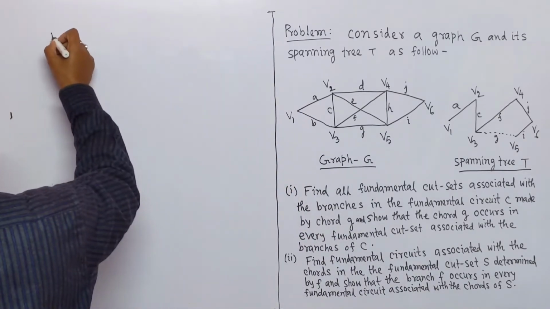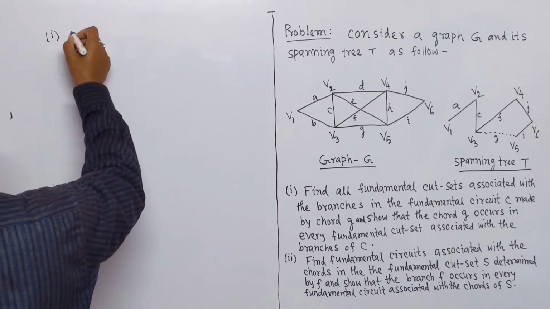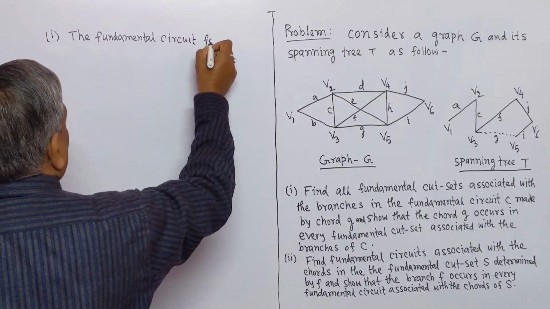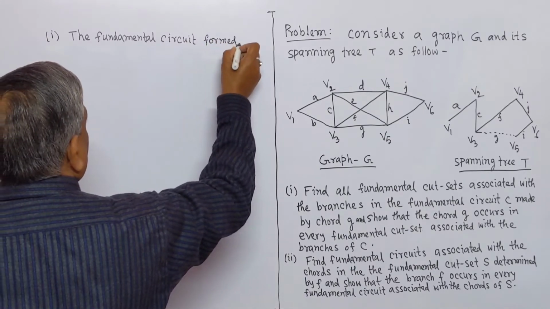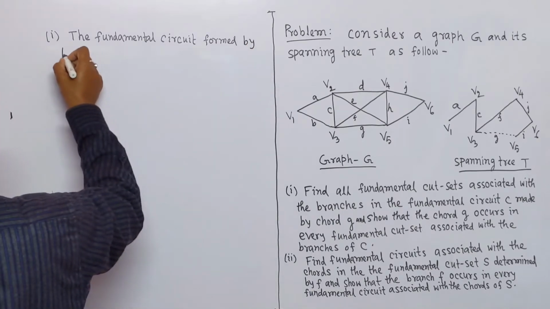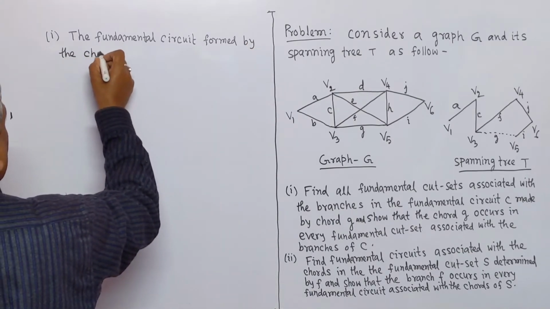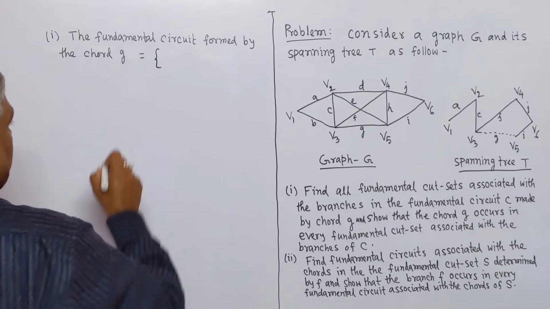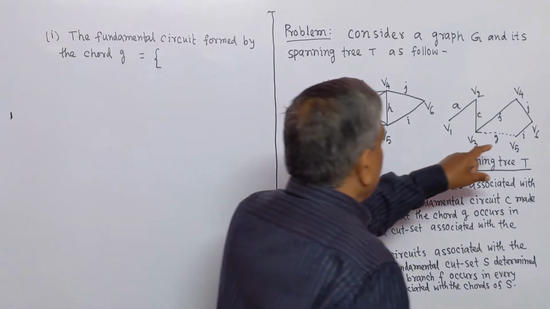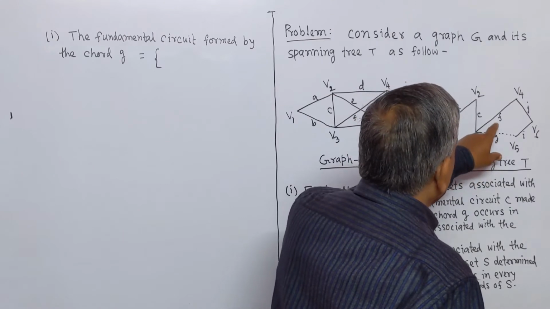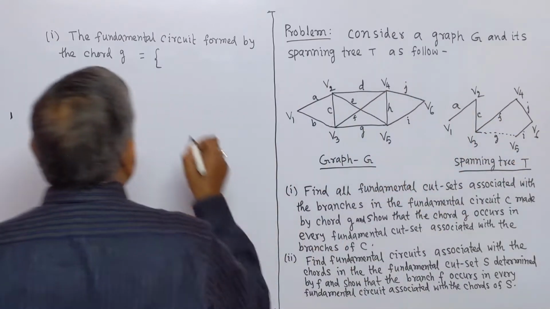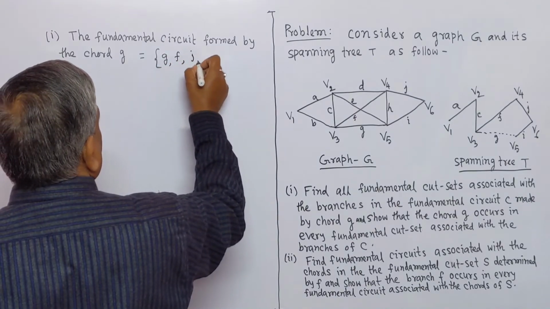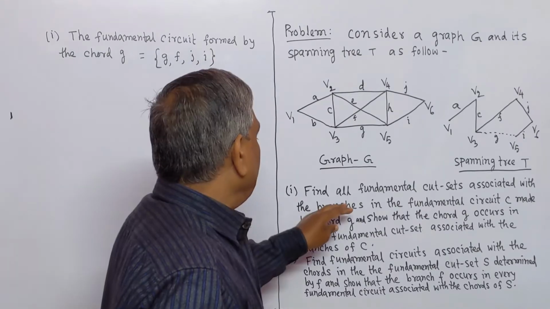Number 1. The fundamental circuit formed by the chord G equal to the set containing branches G, F, J, I.